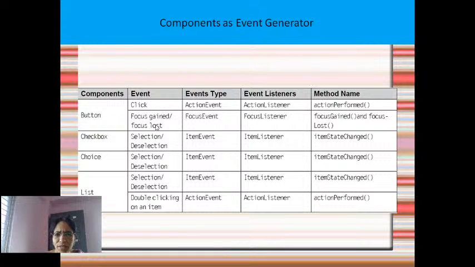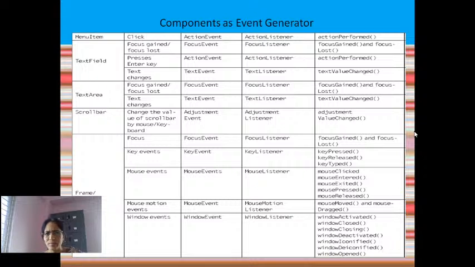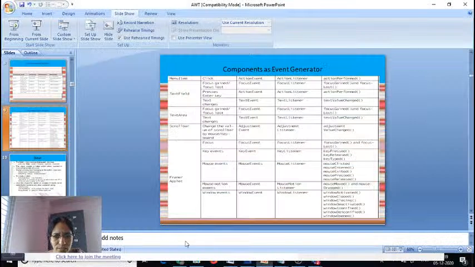Okay, for that every component has its own events, and what is that event type and what are the event listeners. So whenever that event is executed, which method is executed? We write the code for that method. Now see, first these are all the different components. So before discussing this, first you can see one example for this component. That example is here.